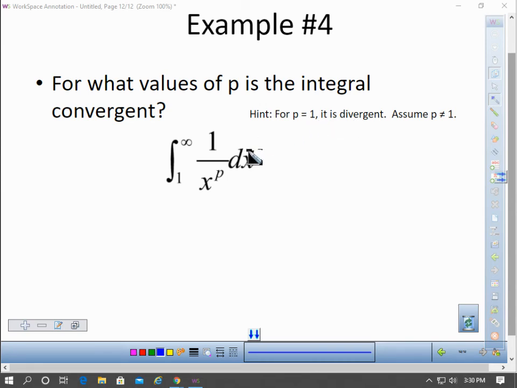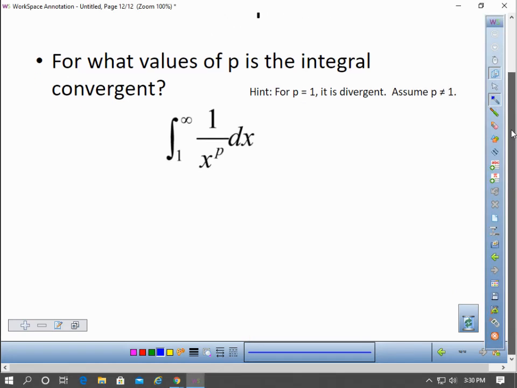All right, when we did problem number 1, we did 1 over x, so p was 1. And we found out that that one was divergent. So when p is 1, it's divergent. Okay, so now let's assume p is not 1, it's anything but 1. All right, so let's just do the process like we always normally would do. Let's just do the same thing.